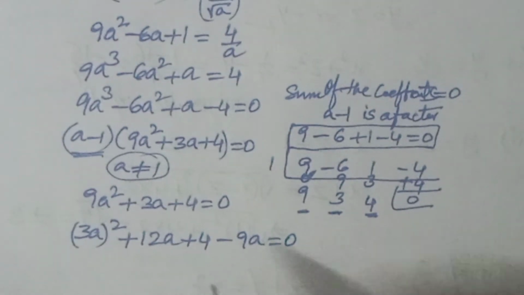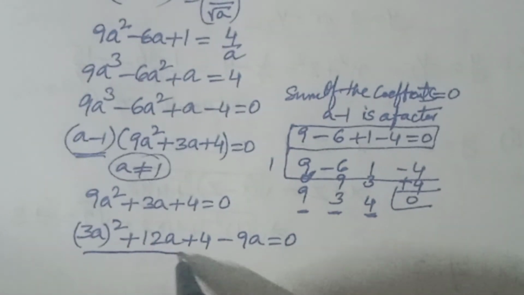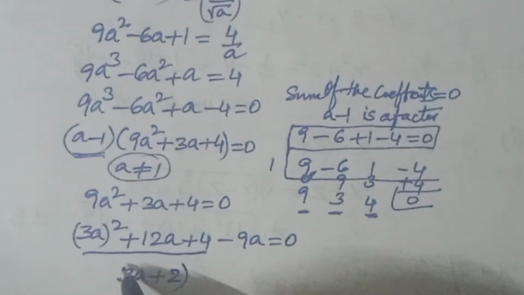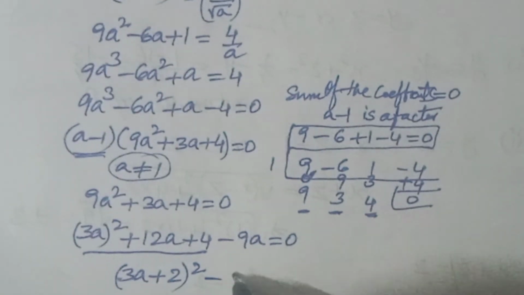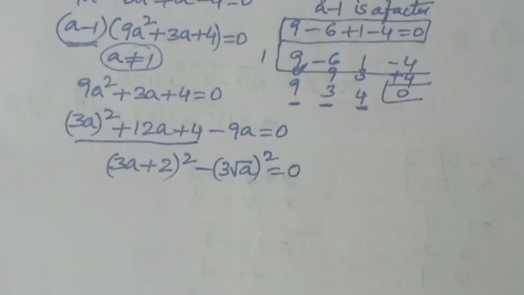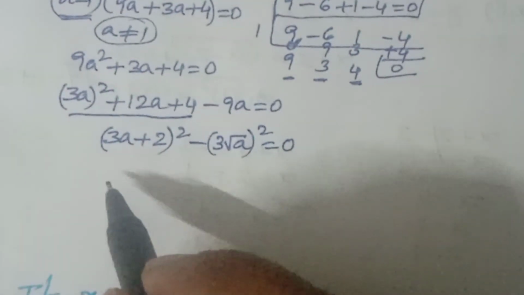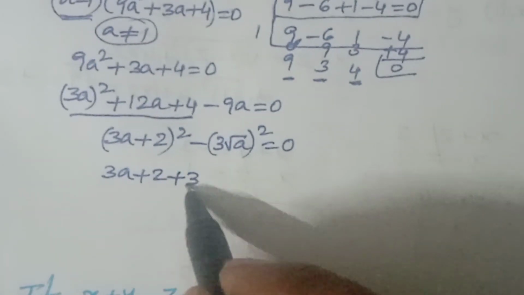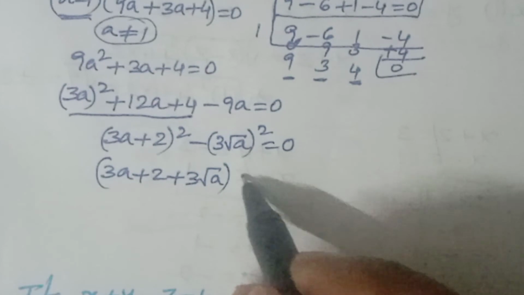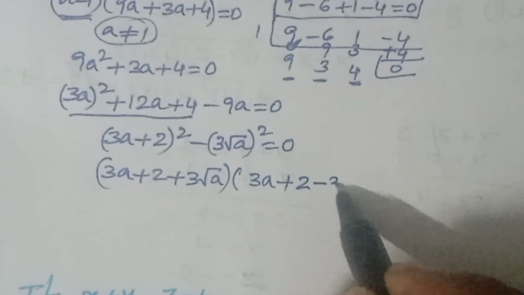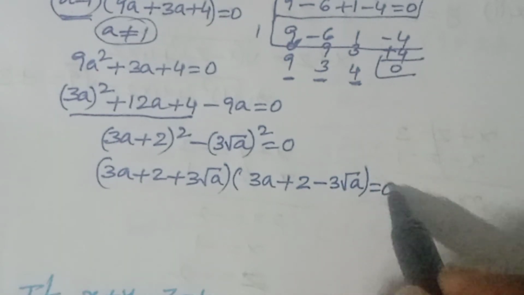So here, up to here it is a perfect square, a plus b whole square. So 3a plus 2 whole square minus 3 root a whole square equal to 0. Now it is in the form of a square minus b square, so a plus b, a minus b. 3a plus 2 plus 3 root a, this is the first one, and the second one, a minus b, 3a plus 2 minus 3 root a, equal to 0.